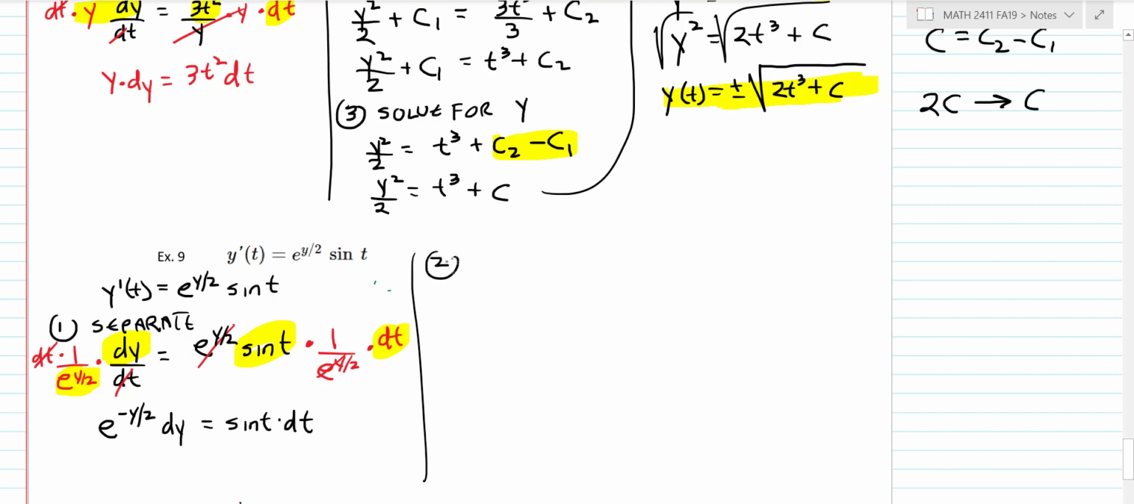One thing I recommend is to write that y prime as dy over dt. All right, so now we're ready to integrate both sides. So we have the integral of e to the negative 1/2 y dy is equal to the integral of the sine of t times dt.